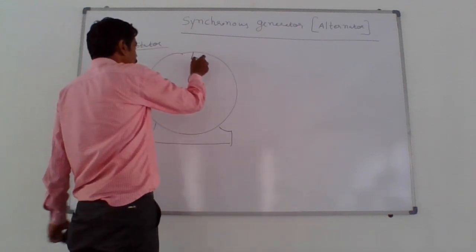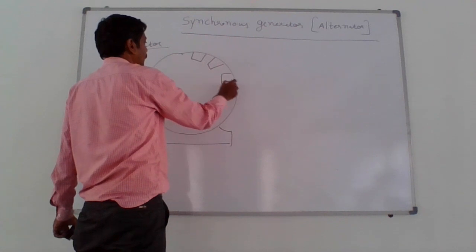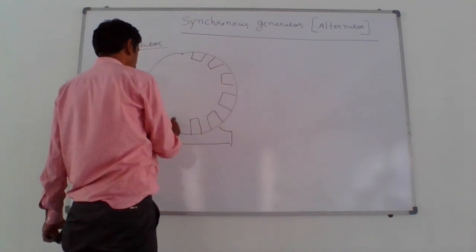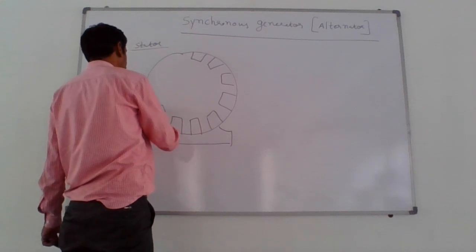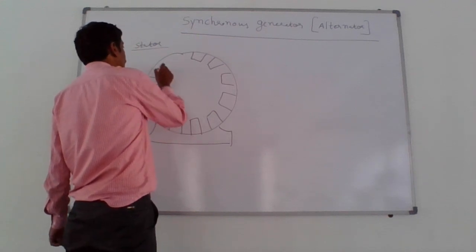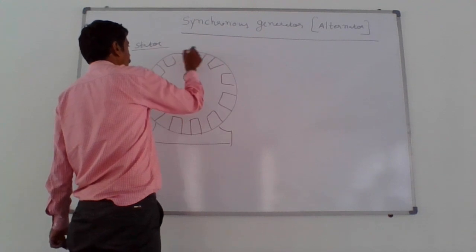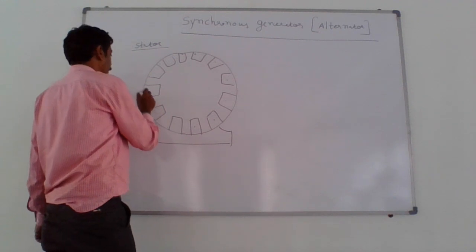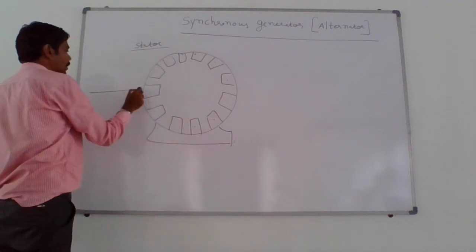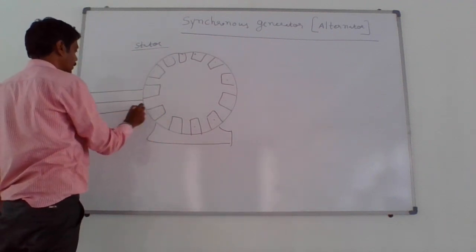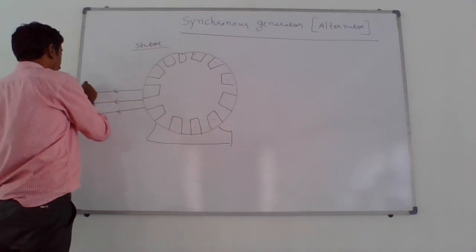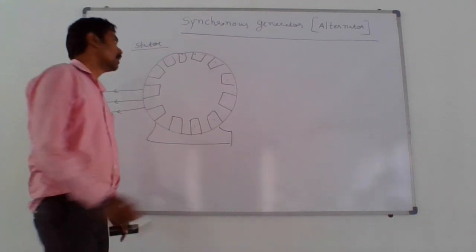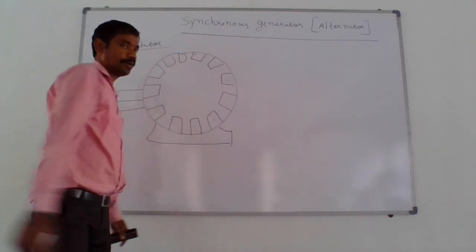It consists of many slots where the three-phase winding is mounted. Windings are sandwiched in these stator slots. You can say these are your windings. Windings are present in these slots. A synchronous generator is a three-phase generator. It consists of three phases: R phase, Y phase, B phase, and the windings are mounted in these slots.